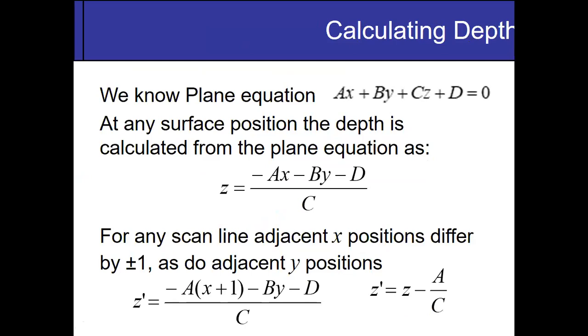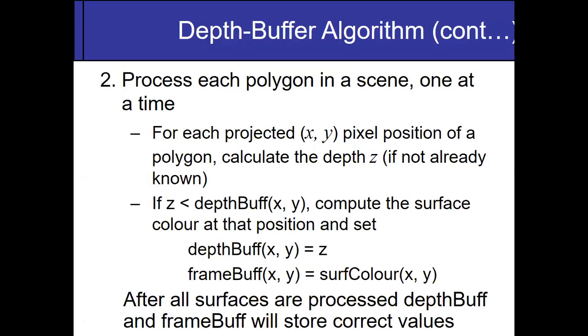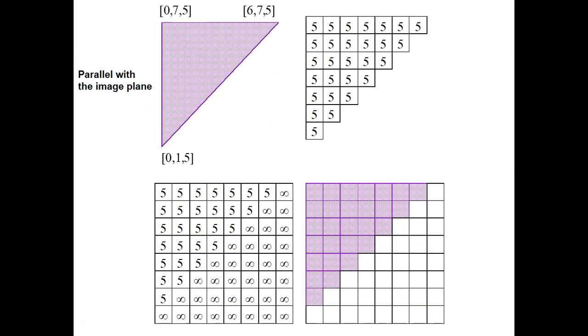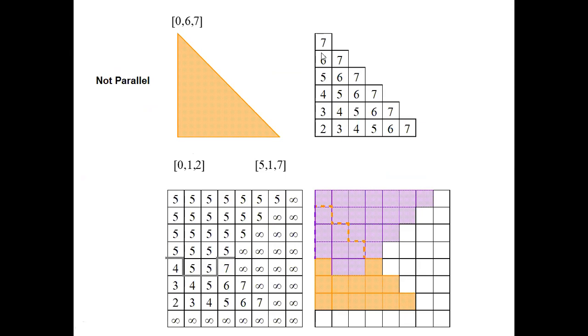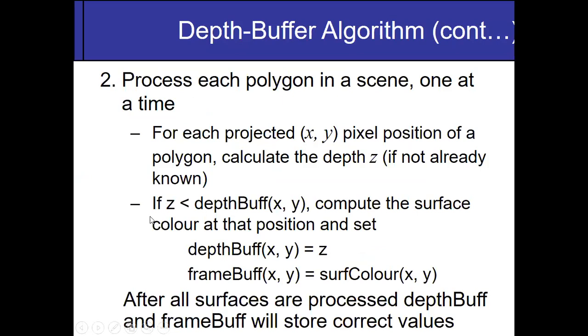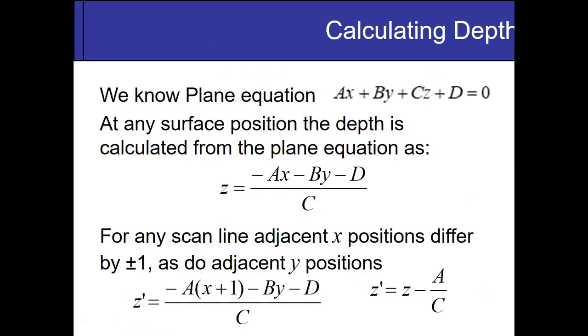Now coming to the main purpose, that is how do you calculate this Z? That is how do you calculate all these 5, 5, 5, 5, 5, and these 7, 6, 7, 5, 6, 7, 2, 3, 4. How do you calculate this Z? Because if you know how to calculate it, then only you can compare it. If the calculated Z is less than the depth, that is if 3 is less than infinity. So how do you calculate that 3? The answer is here.